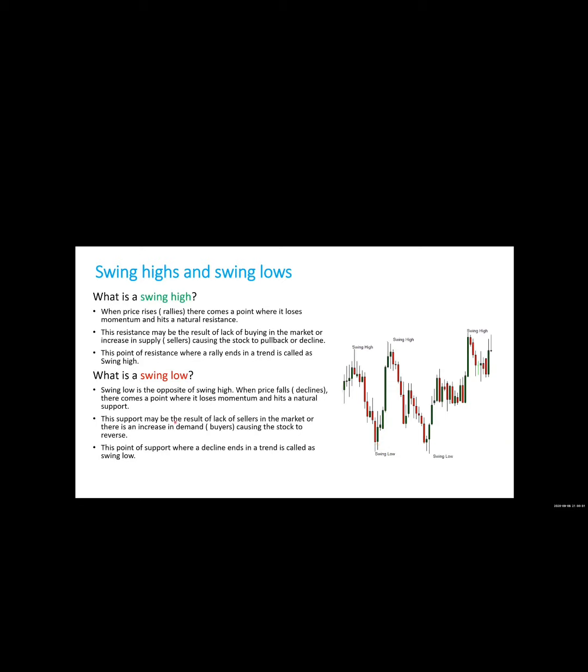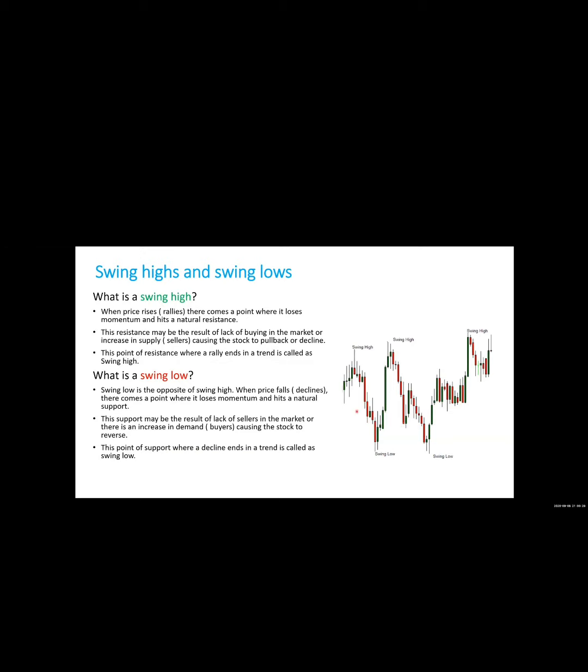The support may be a result of lack of sellers in the market, or there's an increase in demand causing the stock price to reverse. So at some point, the selling slows down and buyers are coming back in again. The bulls are coming back in, wanting to buy the stock and push the stock price higher. This support level, or this low point where that reversal happens, is what we call a swing low in a trend. The point of support where a decline ends in a trend is called a swing low.